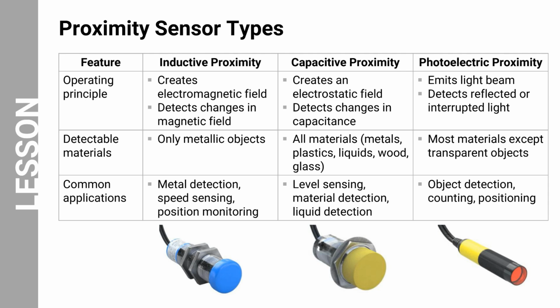Photoelectric proximity sensors, seen in the image with a distinctive red light emitter, operate by emitting a light beam and detecting either reflected or interrupted light. They can detect most materials except transparent objects, making them well suited for object detection, counting, and precise positioning tasks in automated systems. Each type of sensor serves specific roles in industrial automation, with their selection depending on the target material and application requirements.